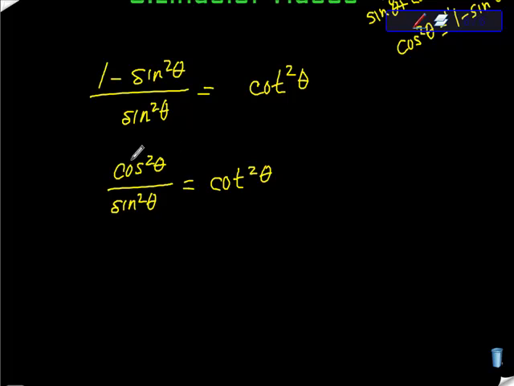Again, we're done. Why are we done? Because this is the reciprocal identity. So this is also a recip. I'm just going to put recip ID, and we've accomplished our goal.